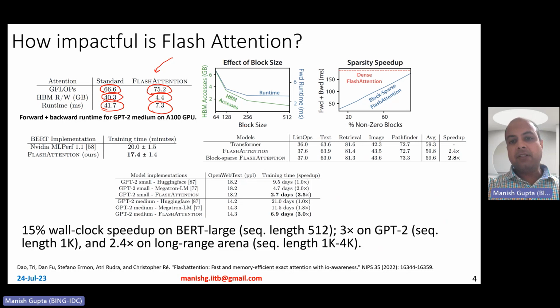Also, if you look at the block sizes, FlashAttention depends on blocks, essentially how many blocks you divide your key matrix, value matrix, and query matrix into. As you increase the block size, the number of HBM accesses reduces. That's obvious. However, you also notice that there is a sweet spot where the runtime does not really decrease by much. At about 256 block size, you can say, hey, I'm done, it's not really helping me reduce my runtime more.